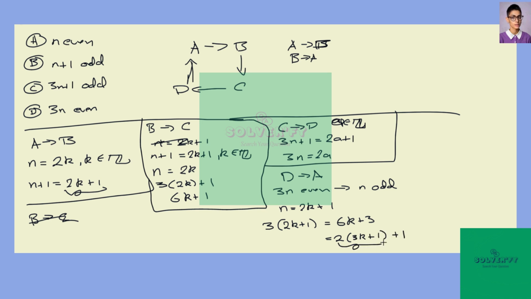So this is even plus 1. Therefore, this is odd. But this contradicts the presupposition that 3n is even. So therefore, we have arrived at a contradiction, and so n cannot be odd, it must be even. And so we proved that D implies A. And because we proved this circular chain of logic, we have everything is equivalent to each other.